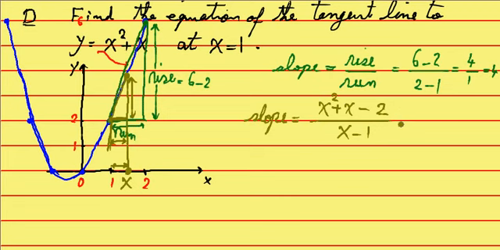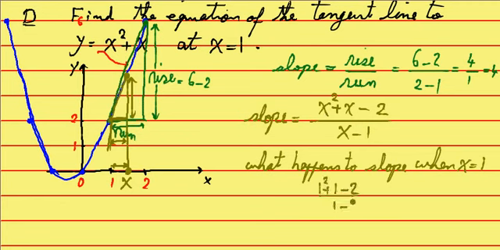Now comes up the following question. We want to know the slope when x is equal to 1. Your tendency might be, let me go ahead and just use that in this expression. So you ask the following question: would it be okay? What happens to slope when x is just 1? Well, go ahead and put 1 here. Let's see what happens. 1 squared plus 1 minus 2 over 1 minus 1. What is that? 2 minus 2, 1 minus 1. And what is that? 0 over 0.